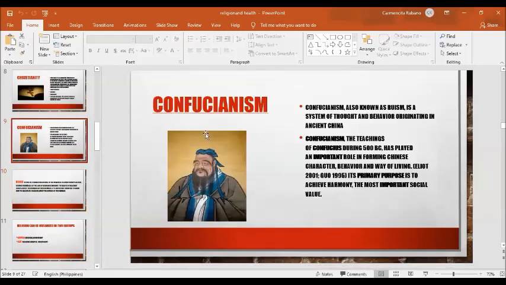Okay, by the way, guys, si Confucius, kasama pa yan sa Confucianism, sa religion natin, is also known as Ruism, a system of thought and behavior originating in ancient China. Confucianism, the teachings of Confucius during 500 BC, has played an important role in forming Chinese character, behavior, and way of living. According to Eliot Nyango, 1995, its primary purpose is to achieve harmony, the most important social value. Yun daw ang primary purpose ni Confucius.